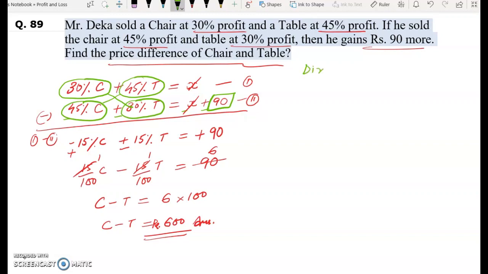Let me explain it to you. In this direct method, we will take the difference of profit. So here we see 30% of chair plus 45% of table, and here we have 45% of chair and 30% of table. In both cases the difference will be the same. 30 and 45 is 15, 45 and 30, difference is 15%. So the difference in profit percent is equal to 15%.